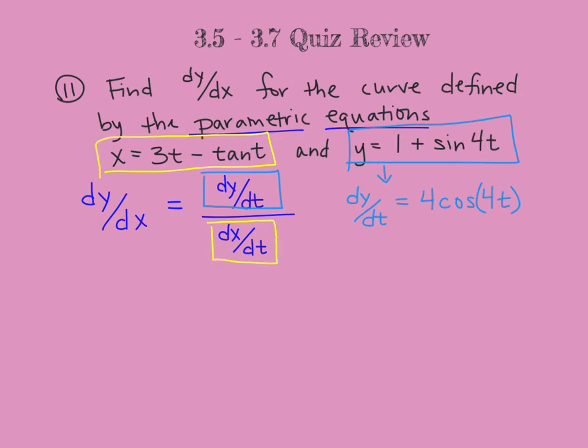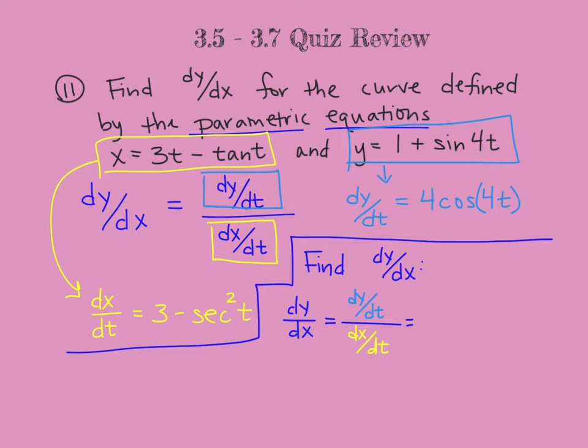That'll go in the denominator of our eventual fraction. So dx/dt is the derivative of x with respect to t. The derivative of 3t is 3, and the derivative of minus tangent of t is minus secant squared of t.